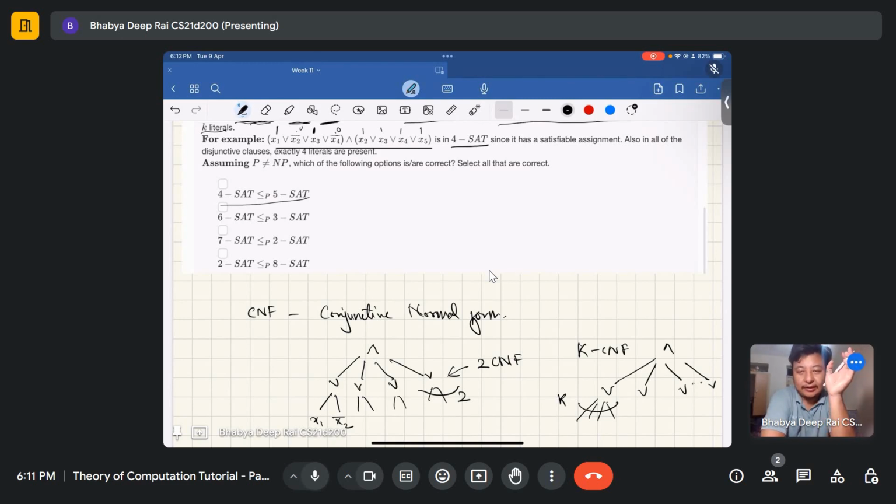What does reduction mean? Reduction means I can take an instance of the problem and map it in polynomial time, converting it into an instance of another problem, and use the second problem's solver to solve this. For example, if I have a 5-SAT solver, can I solve an instance of 4-SAT? If A reduces to B, that means that if I have a B solver, can I efficiently solve A? That is the question.